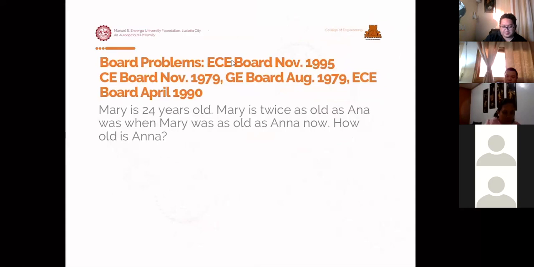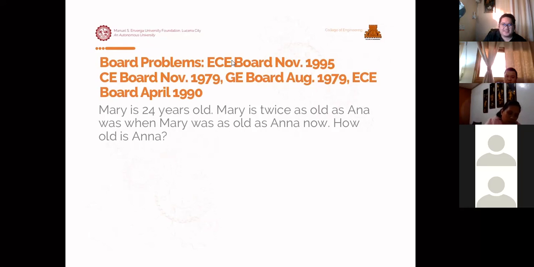So, for now, try natin to. So ito is lumabas sa iba't ibang board exam. Sa SEE, sa CE, sa GE, sa ECE. So mahilig talaga sila mag-recycle. Ang tanong, Mary is 24 years old. Mary is twice as old as Anna was when Mary was as old as Anna is. How old is Anna?